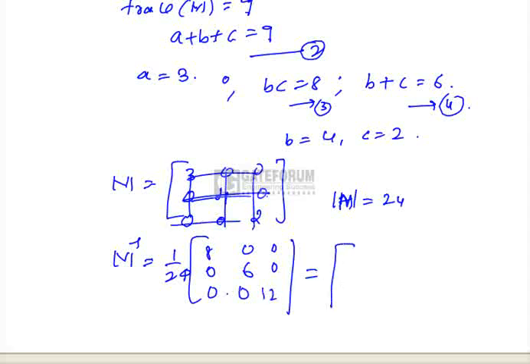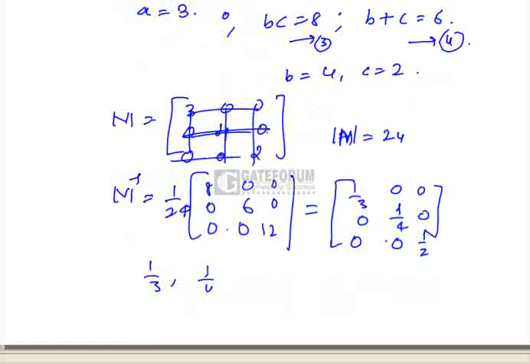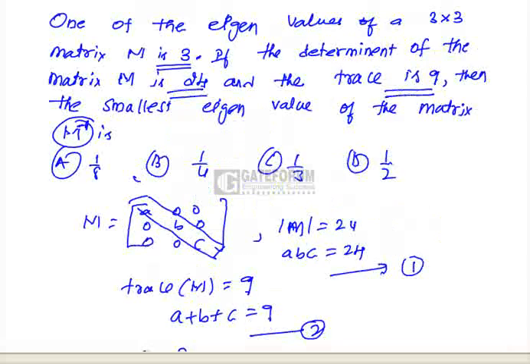Now this matrix M inverse will be 1 by 3, 0, 0. Next 0, 1 by 4, 0, 0, 0, 1 by 2. So the eigenvalues are 1 by 3, 1 by 4 and 1 by 2, and the least among them is 1 by 4, which is 0.25. That is option B.